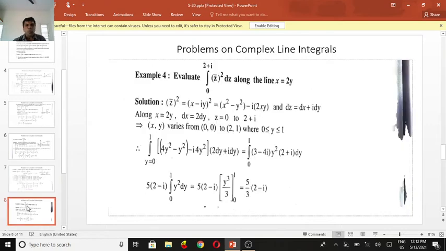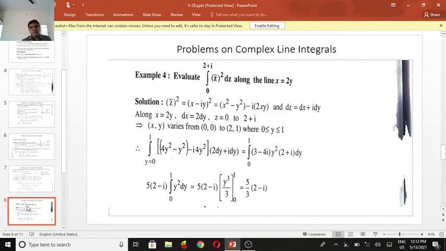So one more problem we take. Evaluate the integral of conjugate of z square from 0 to 2 plus i along the line x equal to 2.